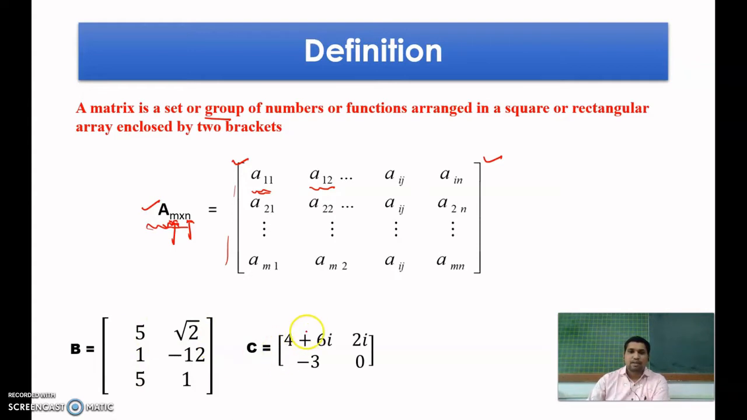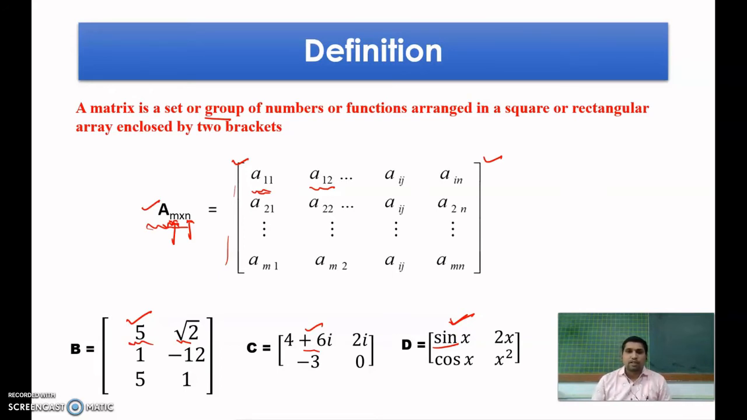In the second example, the numbers can be complex numbers. In the third example, the elements can be functions. As we said in the definition, a matrix is a set or group of numbers or functions, meaning the elements can be any number or any function, arranged in a square or rectangular array. In one example you can see a rectangular array, and in another a square array.